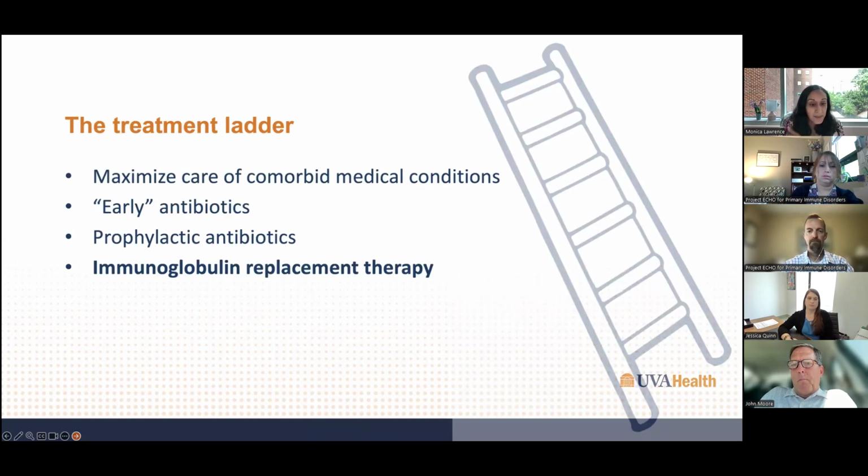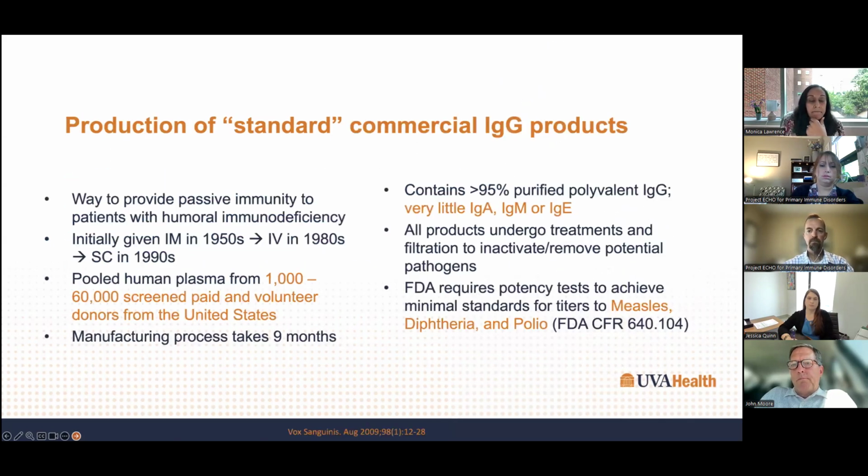So immunoglobulin replacement therapy is the broad term that we use for IVIG, which I'll get into, and then sub-Q IG. All of those are called IGRT, or immunoglobulin replacement. Broadly speaking, this is basically passive antibodies. They pool paid, kind of professional volunteers from the United States. They take anywhere from 1,000 to 60,000 donors. So it's a huge number of people.